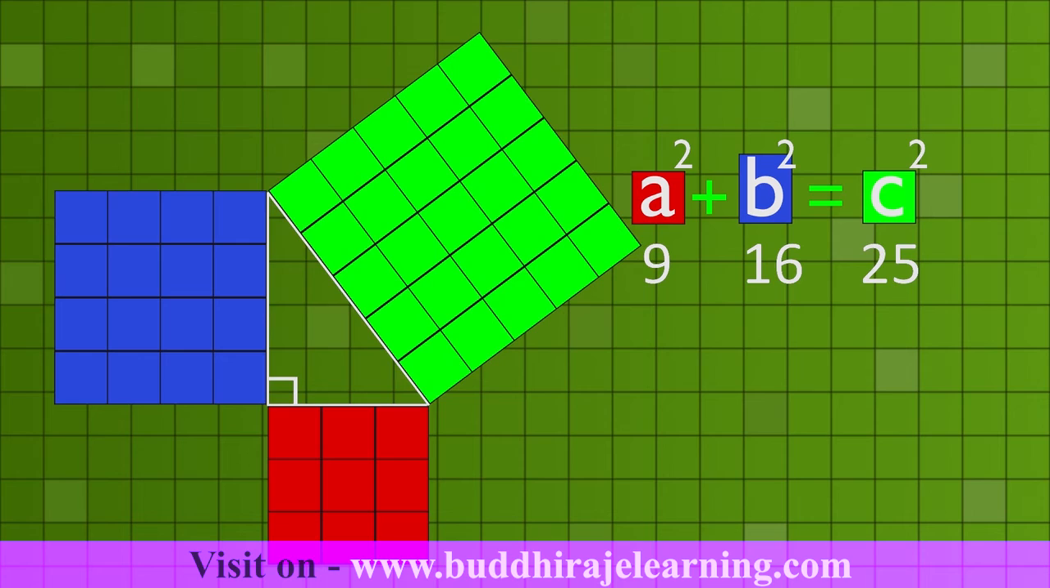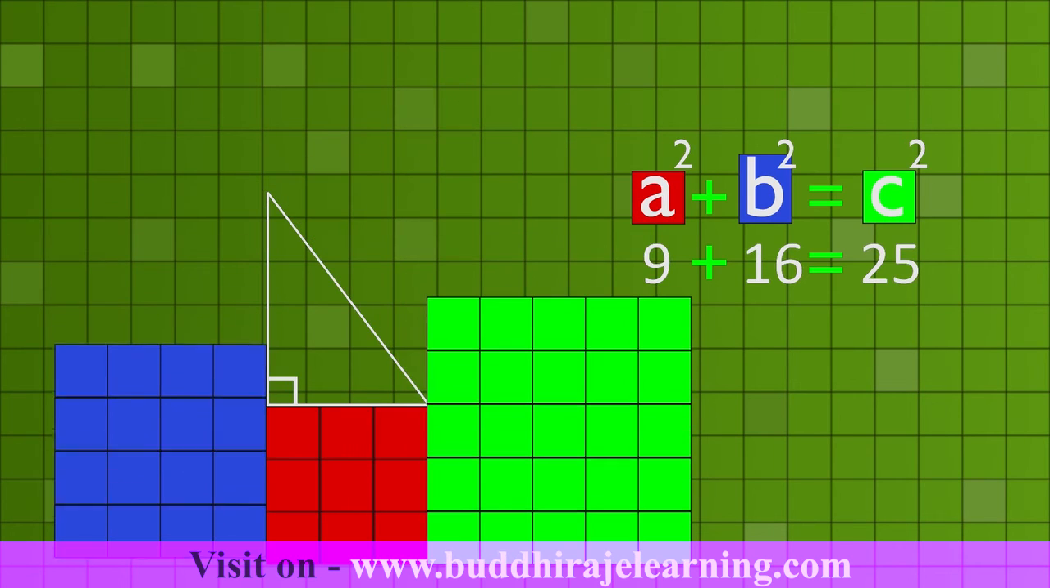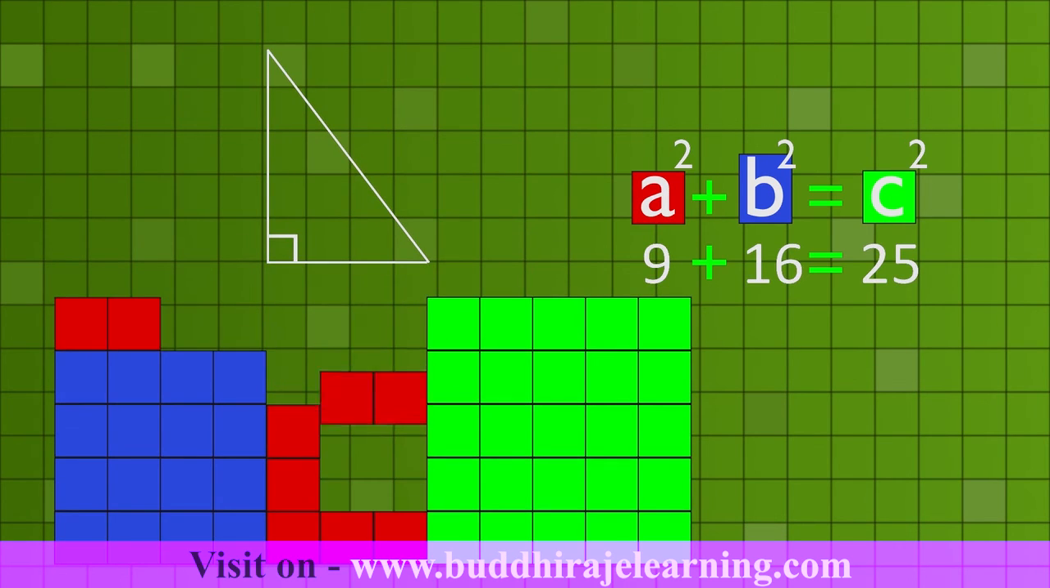Now we will see how the arithmetic part of the Pythagoras theorem is related to its geometric part. Now see this, a square plus b square is equal to c square. Therefore, 9 plus 16 is equal to 25. And if we arrange those squares like this, we notice that the area of the square formed by the two sides is equal to the area of the square formed by the hypotenuse.